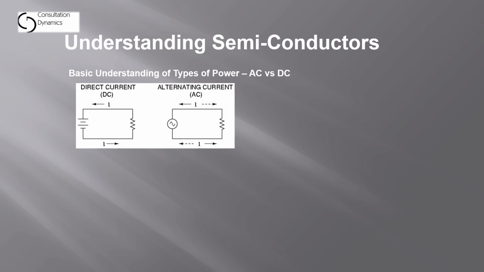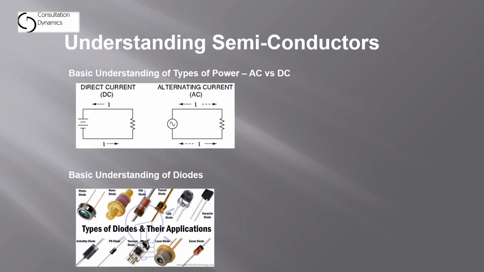To start the discussion, we really want to understand more about types of power, AC and DC, and also about types of diodes. We're really only concerned about two types of diodes, even though there are many types. We want both a basic diode and a light emitting diode.